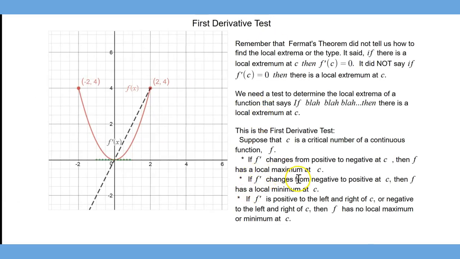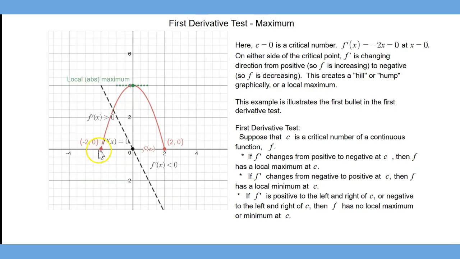If f prime changes from negative to positive at c, then f has a local minimum. And actually, this is an example of that. f prime is this dashed straight line, changing from negative to positive, and this parabola has a local minimum at the critical point, where the derivative is 0, which in this case is (0, 0). Here's another example of a maximum. Here you see that the derivative is changing from positive to negative because the function is going from increasing to decreasing.